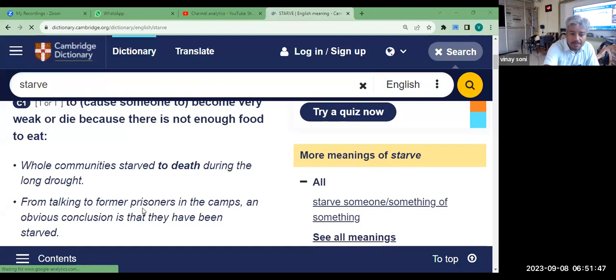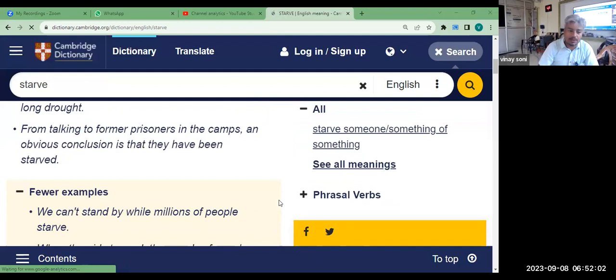From talking to former prisoners in the camps, an obvious conclusion is that they have been starved. They have been kept hungry. Sometimes some people are so evil, they keep somebody locked in the house, sometimes their own family members, or domestic help. As a policewoman, Sandhya, you might have come across such cases where people lock somebody in their house and do not give them food.